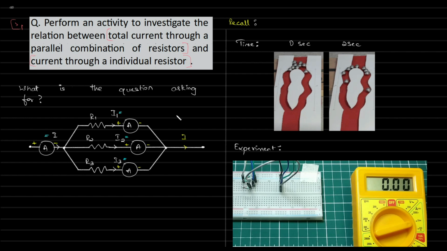They're asking us to look at what current is flowing through each of these resistors, which are connected in parallel. As you can see, they are in parallel. They're sharing nodes A and B. These are the two nodes. So they're asking what is the relationship between the current going through each of them and the current coming towards them or going out of them. So basically, what is the relationship between I and I1, I2 and I3?